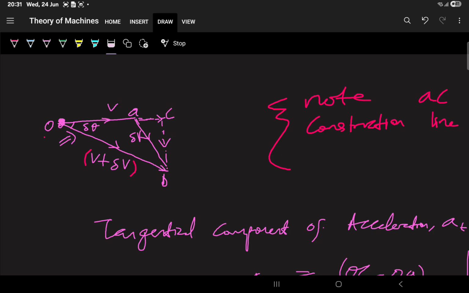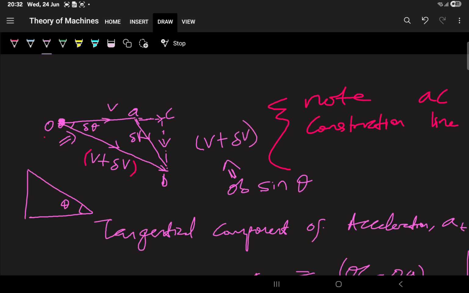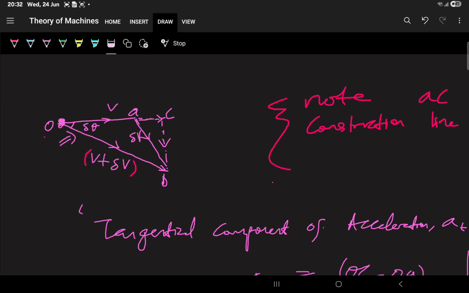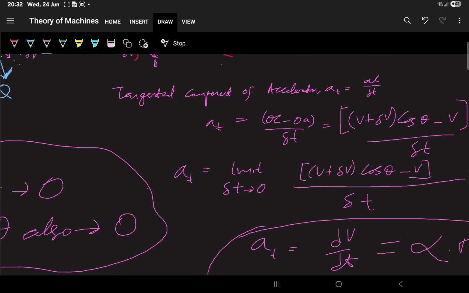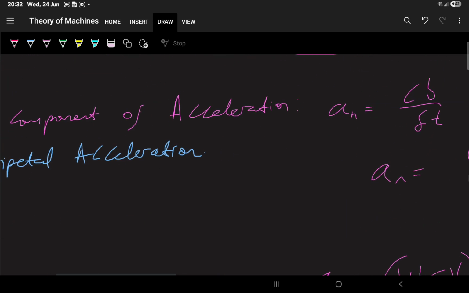Now again, from our knowledge on angles of a triangle, we know that CB will be represented by OB sine theta, and our OP is given as V plus delta V. Now that's what we have here.